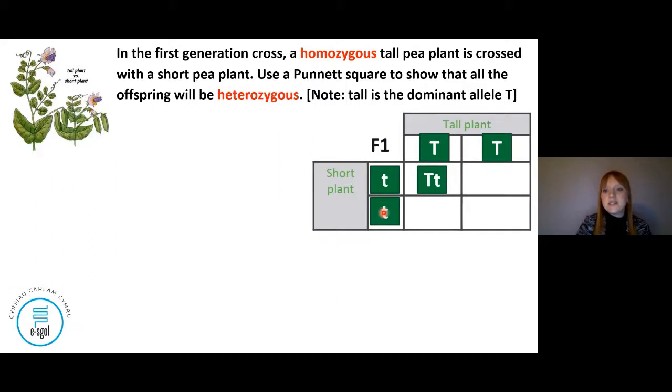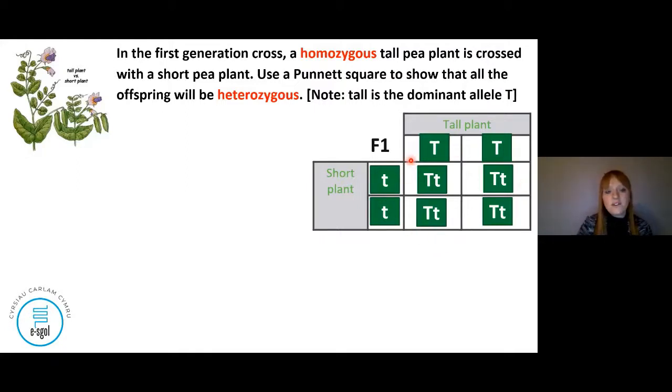So big T, small t, big T, small t, big T, small t, big T, small t. So that was that first rule, wasn't it? If you mate a homozygous dominant with a homozygous recessive, you're going to get 100% tall plants. Each one of these would be tall because they have inherited the tall allele. So 100% of these offspring would be tall.